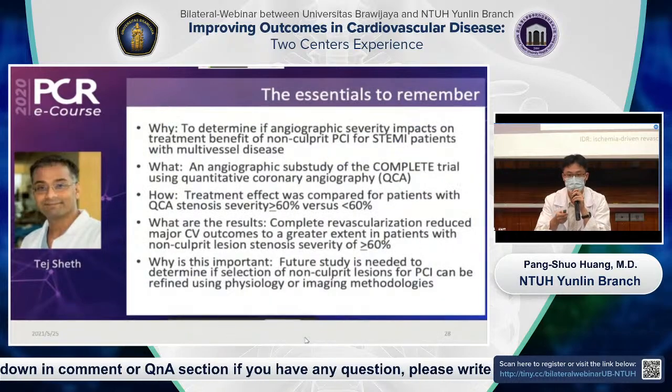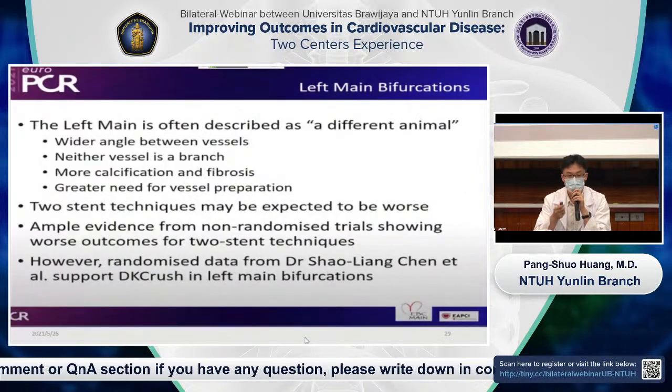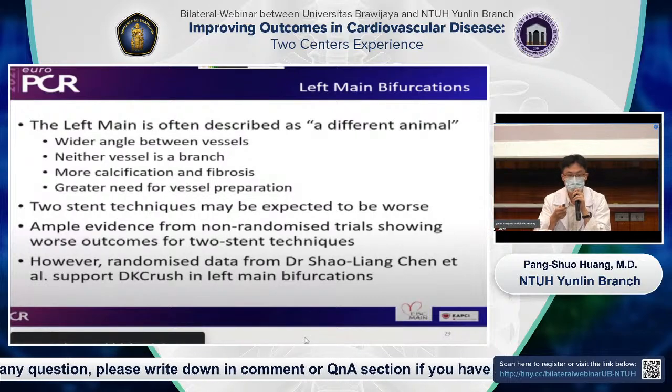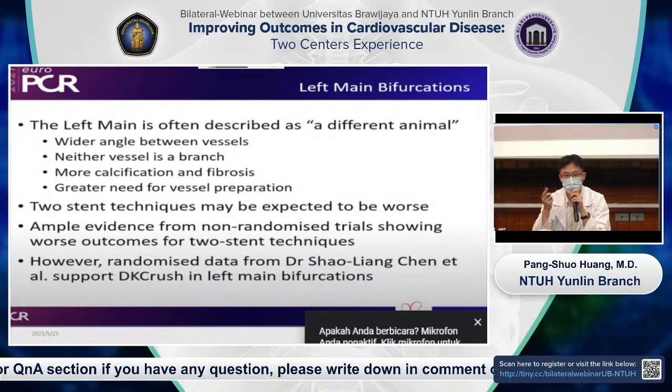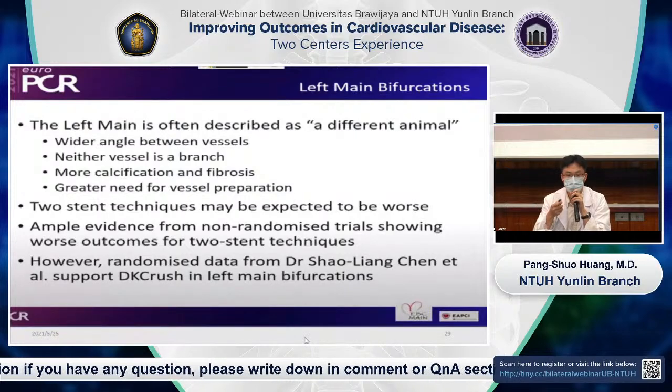So, the Lemon disease is a different animal because they have very, very huge side branches, the second phase, and the LAD. However, there is a very big divide. Should we treat with provisional stenting or just a systematic two-stent strategy? Dr. Chen from Nanjing also promoted the DK crush technique for all the Lemon bifurcation lesions. But there is some debate, because some experts suggest provisional stenting is better, because less stent strike is better.